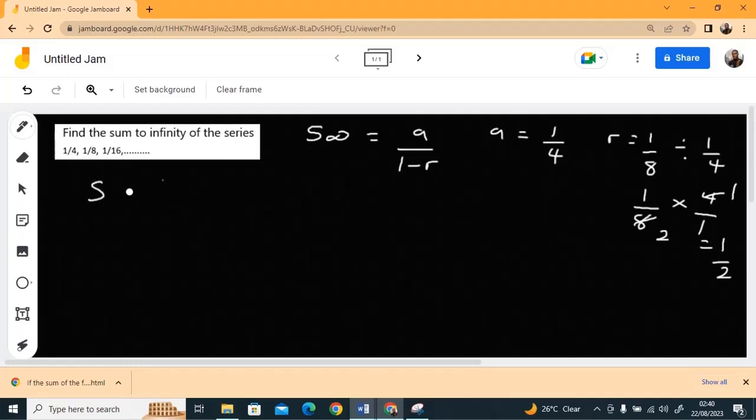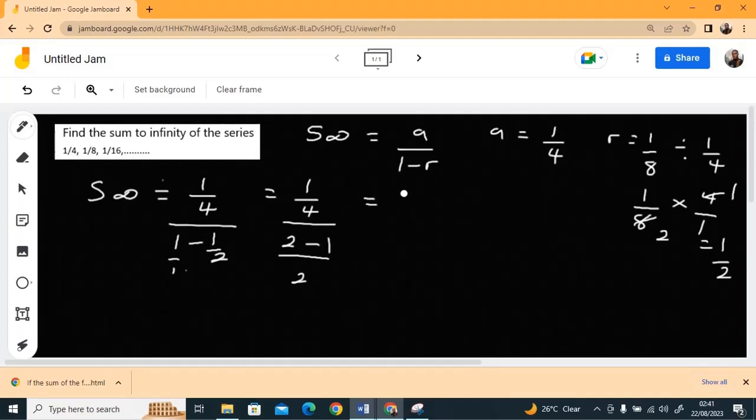So hence, the sum to infinity equals, my a here is 1 over 4, all over 1 minus 1 over 2. Now it can be 1 over 4 over, the LCM of this is 2. 2 goes into 1 two times, 2 times 1 is 2. Minus, 2 goes into 2 one time, 1 times 1 is 1.